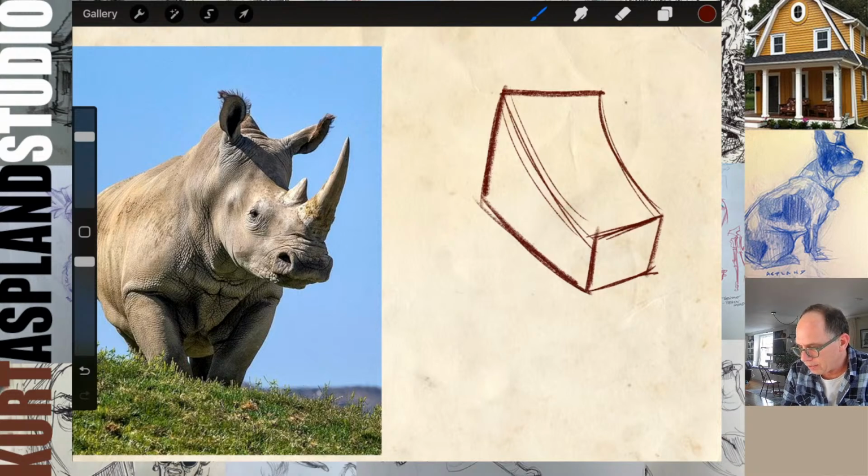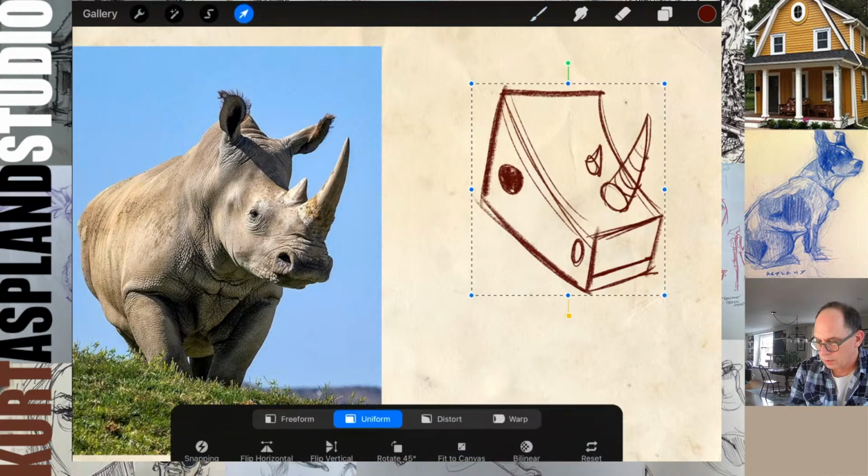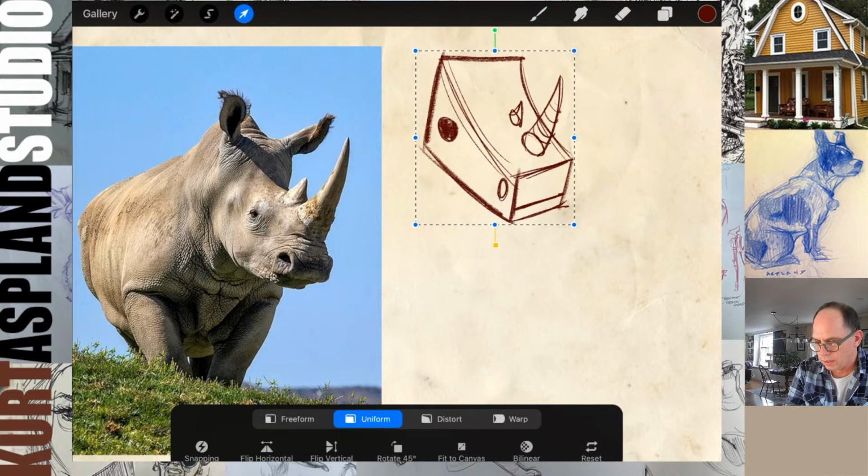All right, so if we were to add a horn then to this, it might do something like this. We might add a little horn. He's got a nose over here, right? Lips. Maybe an eye over here. Okay, let's try that again.